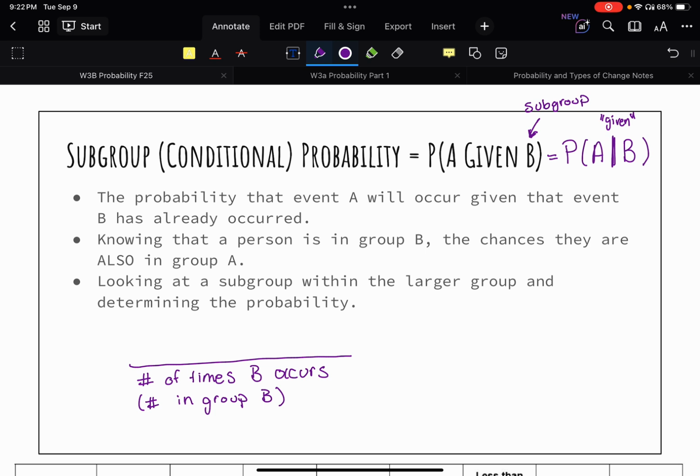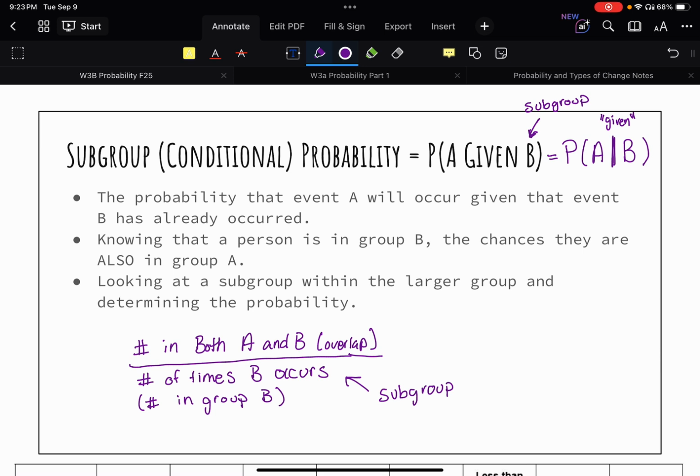The numerator then is basically the overlap between A and B. It's who's in both A and B. So it's the number in both A and B. The overlap between the two groups is a good way to think about it, and that's what we're looking for. So notice we now have a subgroup here. Our denominator has changed, and we're saying within that subgroup, how many people also share characteristic A.